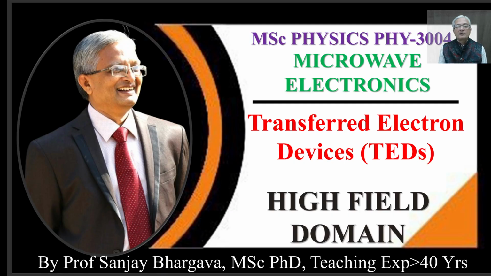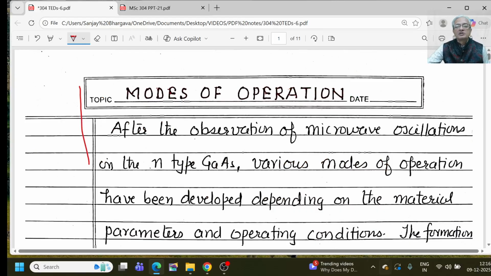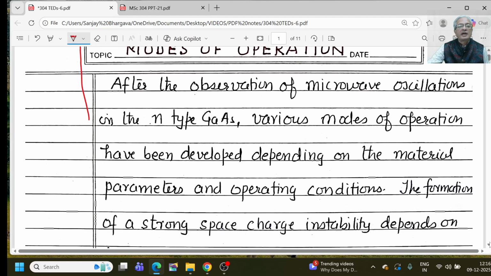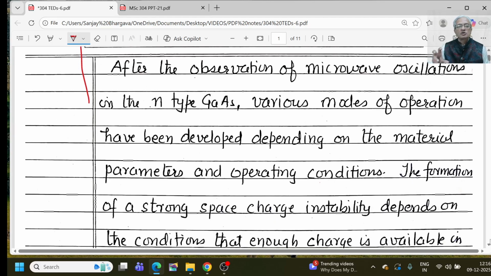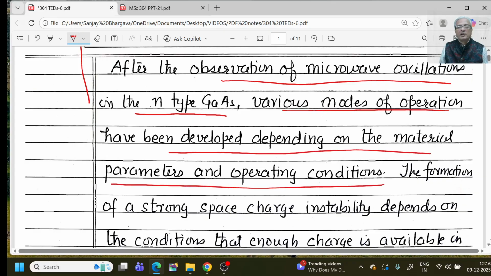Under Transferred Electron Devices, today we would be studying about high field domains. After the observation of microwave oscillations in N-type gallium arsenide, which we talked about in the Gunn effect, various modes of operation have been developed depending on material parameters and operating conditions.